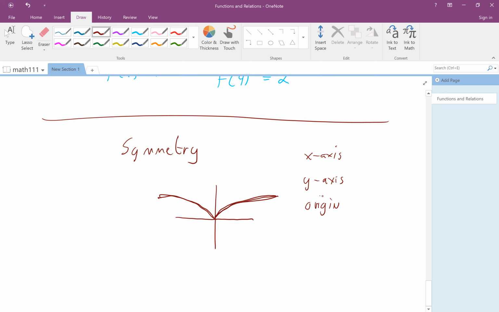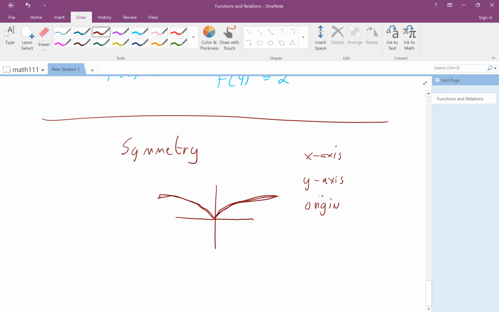Okay? So, if it's symmetric about the x-axis, here's the x-axis here. That means that if I took this and folded it down here, it should match up. Okay? So this graph here should be the same on top and the bottom. So it's like a mirror, or a reflection, whatever you want to think of it. Since this graph doesn't have anything down here, it's not symmetric about the x-axis at all.